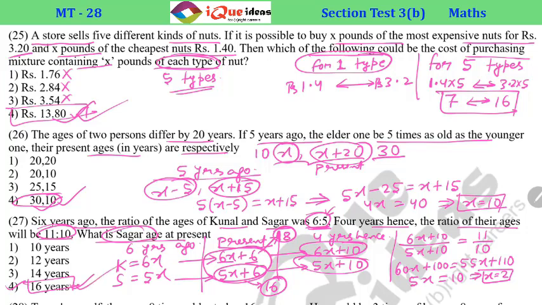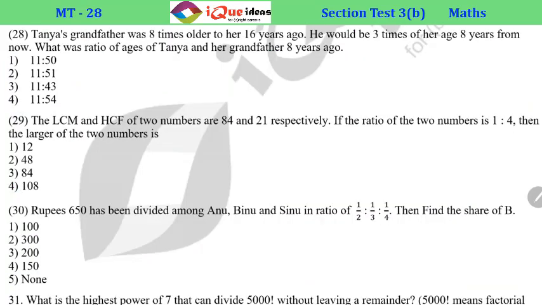Alright, now the next one. This 28th question is a very tricky one. It says Tanya's grandfather was 8 times older than her. Now 8 times older would mean 9 times her age. Be careful here. 8 times older means 9 times. He would be 3 times her age 8 years from now. What was the ratio of the ages of Tanya and grandfather 8 years ago?